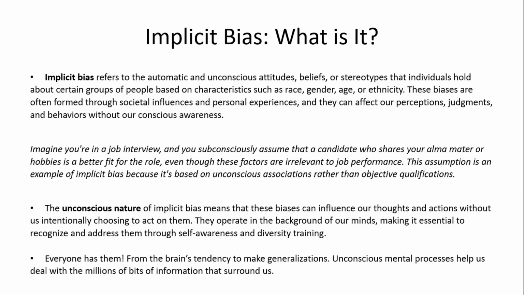They're also called stereotypes that you may hold for certain groups of people based on characteristics such as race, gender, age, ethnicity. They are formed through your societal influences, maybe your personal experiences, and they affect your perceptions, your judgments, and your behaviors without even being conscious of doing this. So imagine you're in a job interview and you subconsciously assume that the candidate who shares your alma mater or your hobbies is a better fit for the role, even though these factors are completely irrelevant to the job performance. This is an example of implicit bias because it's based on unconscious associations rather than objective qualifications.